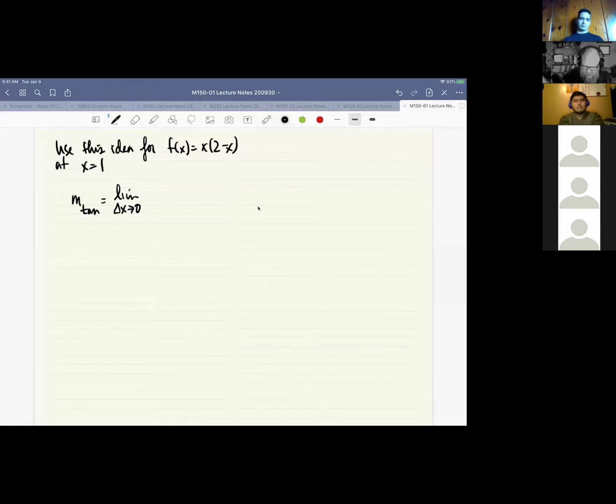So the slope of the tangent line is supposed to be the limit as delta x goes to 0 of f of 1 plus delta x minus f of 1, over delta x. So let's use the formula for f. And so this means I get 1 plus delta x times 2 minus 1 plus delta x. And f of 1 is 1.